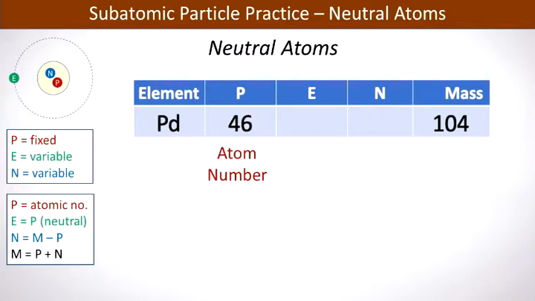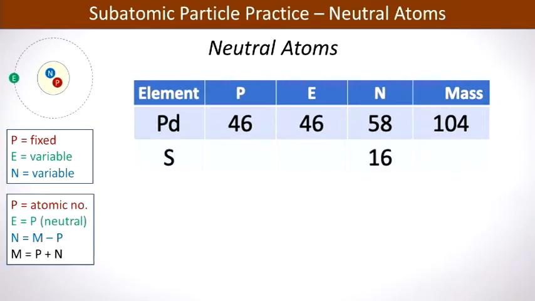To find the number of protons, we simply look at the periodic table for the atomic number, and we find 46. Since this is a neutral atom, the number of protons equals the number of electrons, 46. To calculate neutrons, we simply subtract the number of protons from the mass number, for 58. Therefore, palladium with a mass of 104 has 46 protons, 46 electrons, and 58 neutrons.